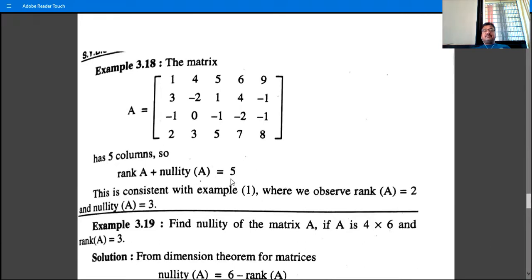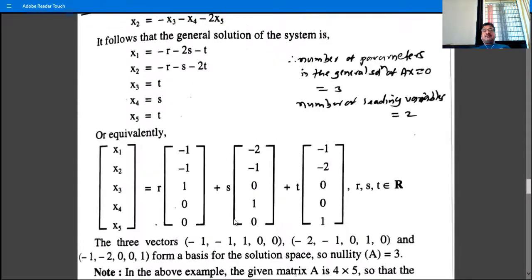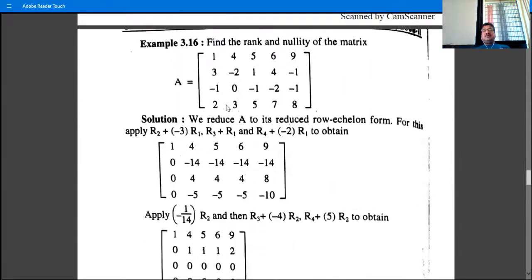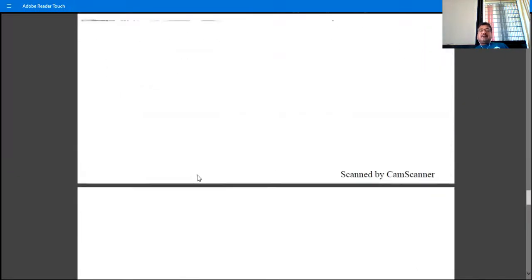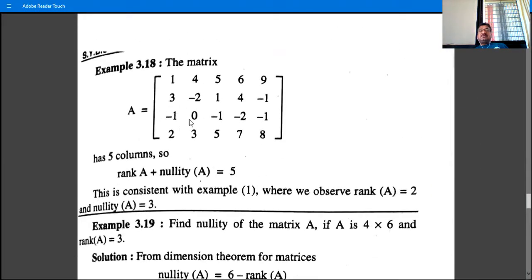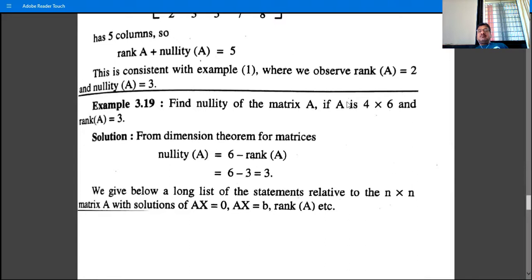So in this matrix there are 5 columns, and so rank of A plus nullity of A is 5, and this is consistent with example 1, where we observe that the rank of A is 2 and the nullity of A is 3. So we observe that the rank of the matrix A plus the nullity of A is 5, that is the number of variables.